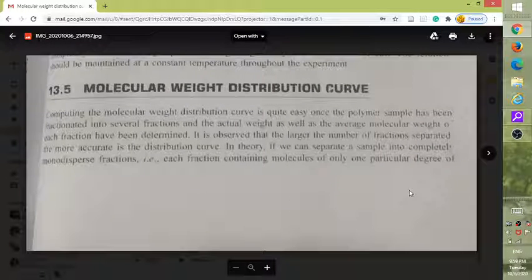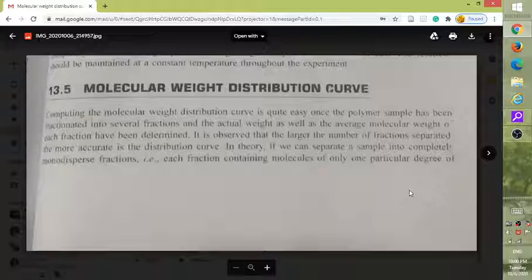So, molecular weight distribution curve. Computing the molecular weight distribution curve is quite easy, once the polymer sample has been fractionated into several fractions and the actual weight as well as the average molecular weight of each fraction has been determined. So what you need for the molecular weight distribution curve: actual weight and the average molecular weight of each fraction.